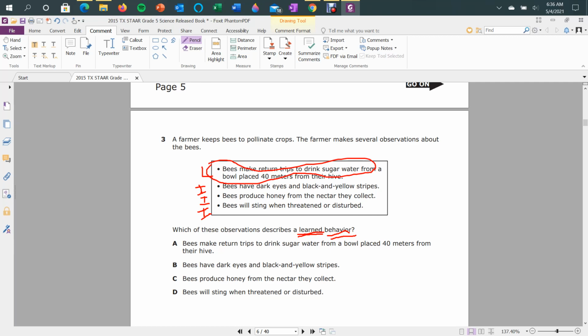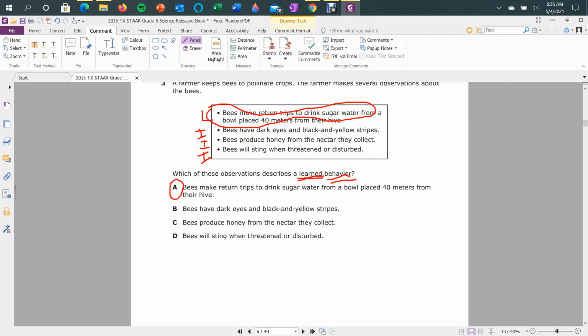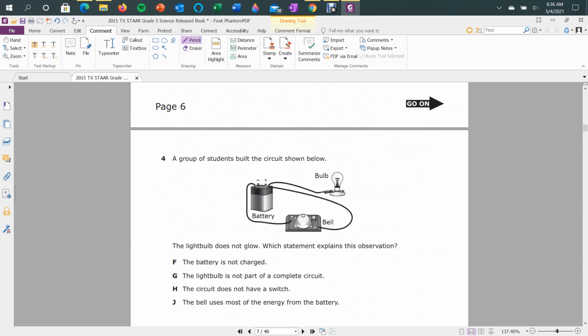That's not a great circle, is it? But bees make return trips, so we say A would be the learned behavior, and A is the correct answer. Let's go to the next one.